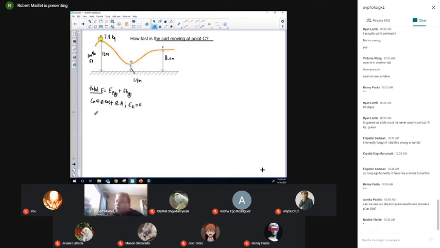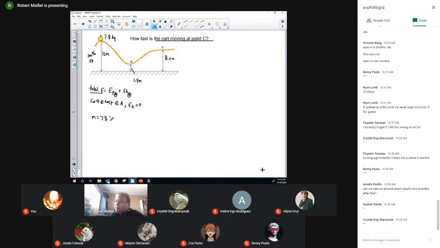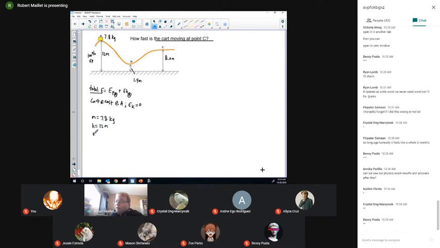And so let's calculate that. How much energy do we actually have? Well, I have a mass, 7.8 kilograms. I have a height, 12 meters. And I have a little g. Acceleration due to gravity should be 9.81 meters per second squared.